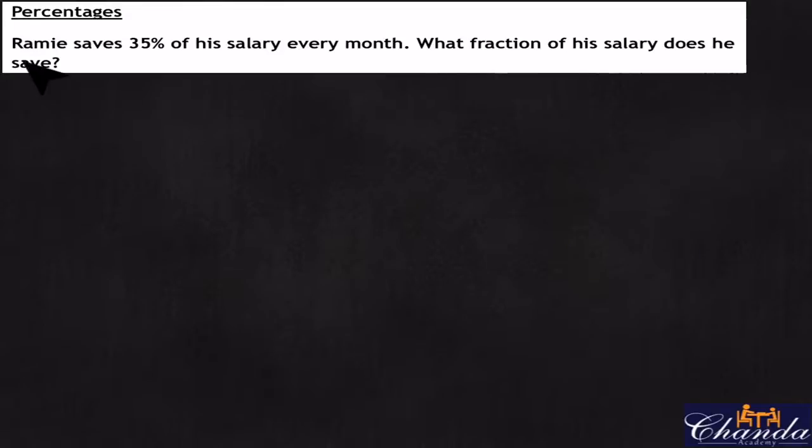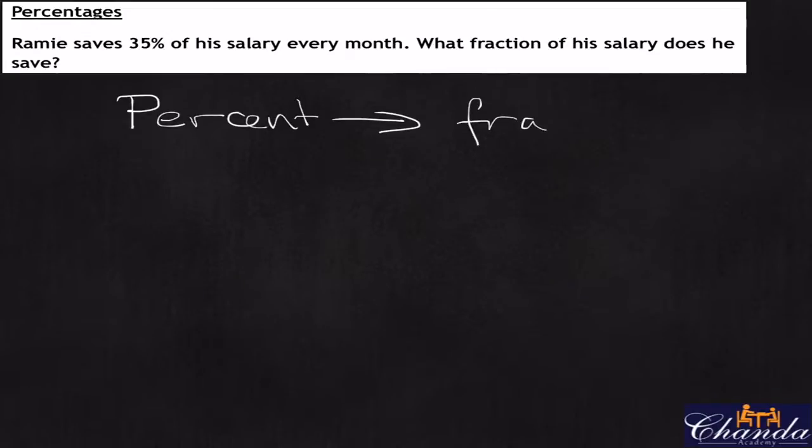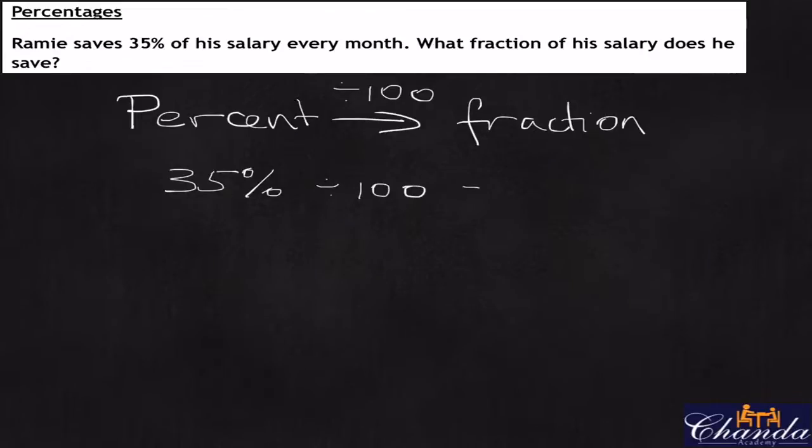The very first question says, Raimi saves 35% of his salary every single month. Now the question asks, what fraction of his salary does he save? Now guys, this simply means converting percentages into a fraction. Remember guys, if you have seen my Learn Basic High School Maths lecture on converting percentages to fractions, it was simply a process of dividing the percentage by 100 in order to convert it into a fraction. So we take 35% and we divide it by 100, which basically turns it into 35 over 100.